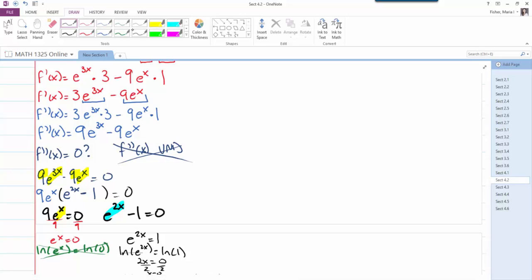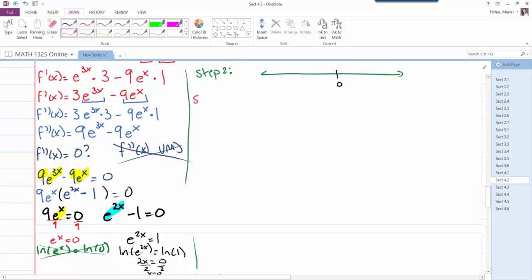So then step 2 says to place that number on the number line. Again, the only number I got was 0. For step 3, we choose a test value from each one of the intervals. So from negative infinity to 0, I'll choose negative 1, and from 0 to infinity, I'll choose positive 1. And then we need to evaluate the second derivative at these values and figure out if it's positive or negative.